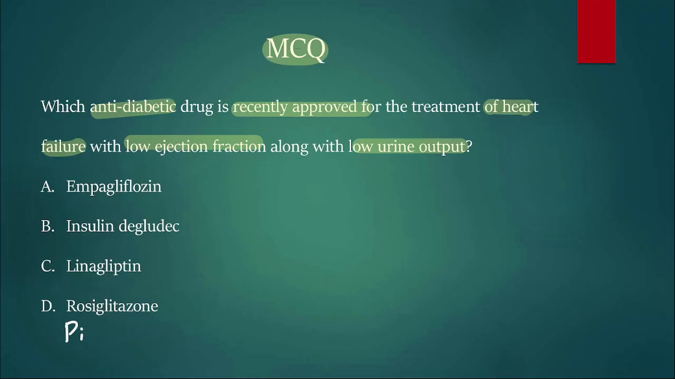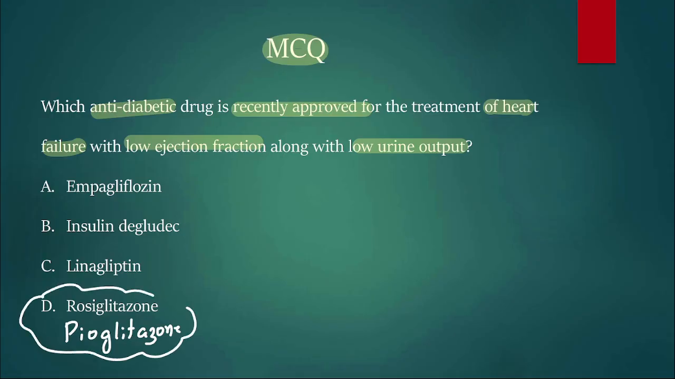Rosiglitazone and pioglitazone have a similar mechanism. They are PPAR gamma agonists. They are called thiazolidinediones. These are not at all given in heart failure because they cause sodium and water retention, so they are contraindicated in CHF. Linagliptin is a DPP-4 inhibitor. It is one of the safest to give in renal failure, but it will not help in any renal failure, but you need not do dose reduction for that.